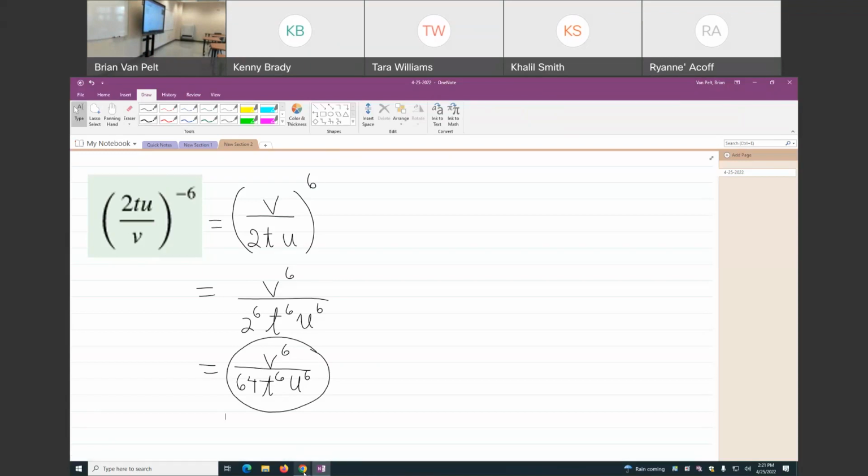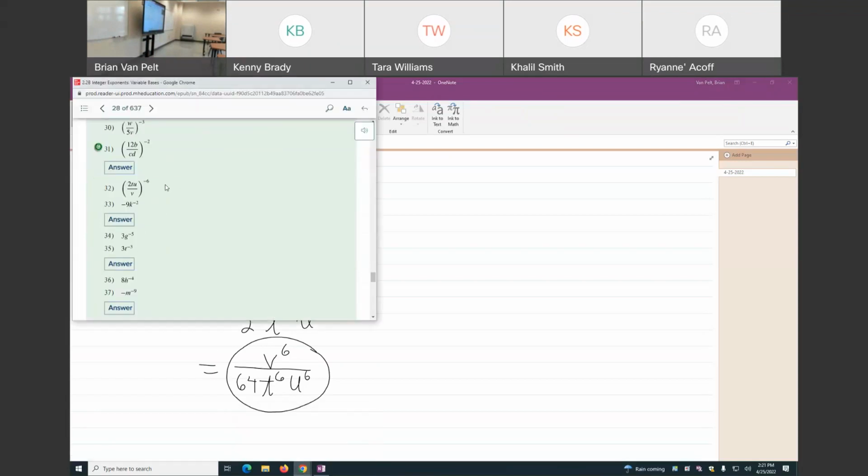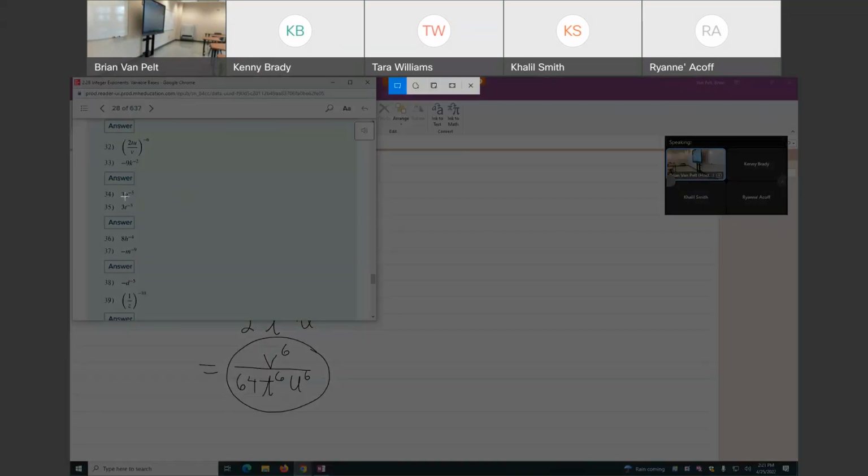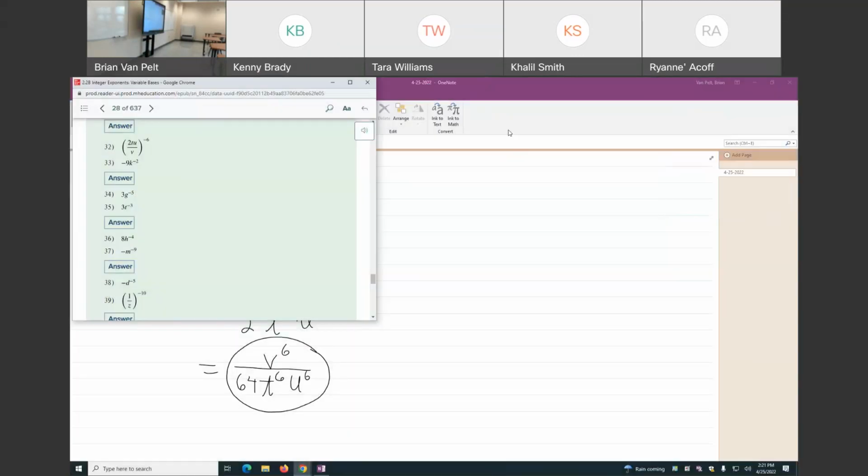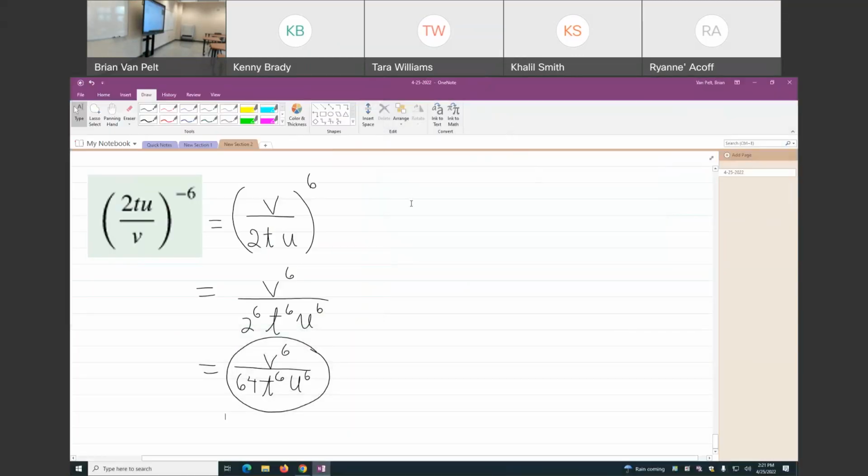Let's see if there's any trickiness left in here. Oh, there is. These ones always cause weird reactions from students. They look so simple, but they cause weird reactions. I'll throw it over here.